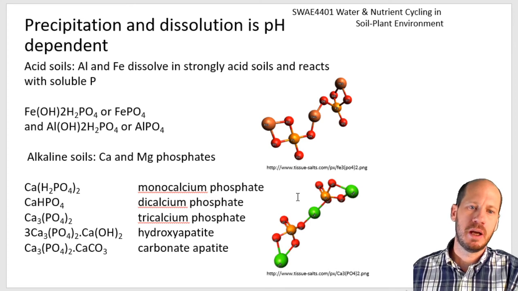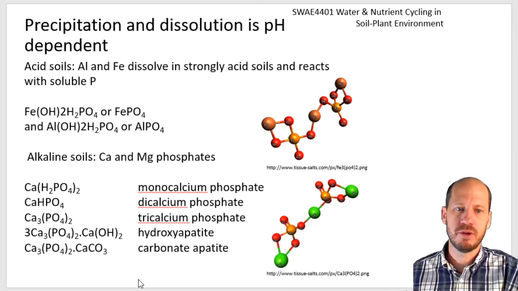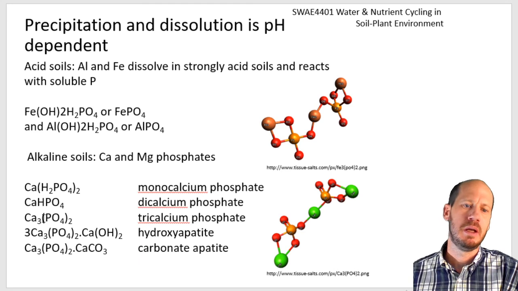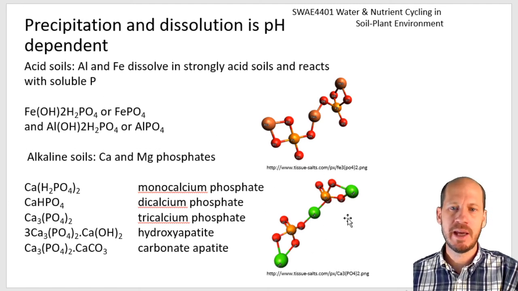And here are a range of calcium phosphate molecules that will have a decrease in availability to plants. So monocalcium phosphate will be more available, and carbonate apatite will be highly unavailable to plants. So what we want is to keep the soil at the pH range where you have the highest solubility of these ions for the plants.